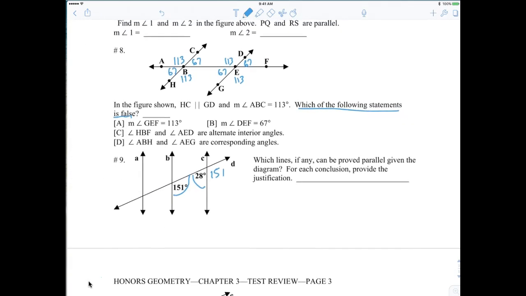You with me on this? So GEF, that's 113. DEF is 67. HBF. So this angle right here would be with AED, so that's correct, right? And ABH.